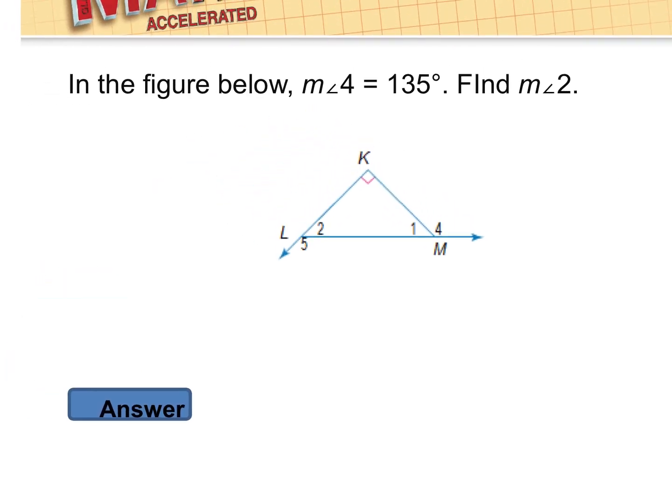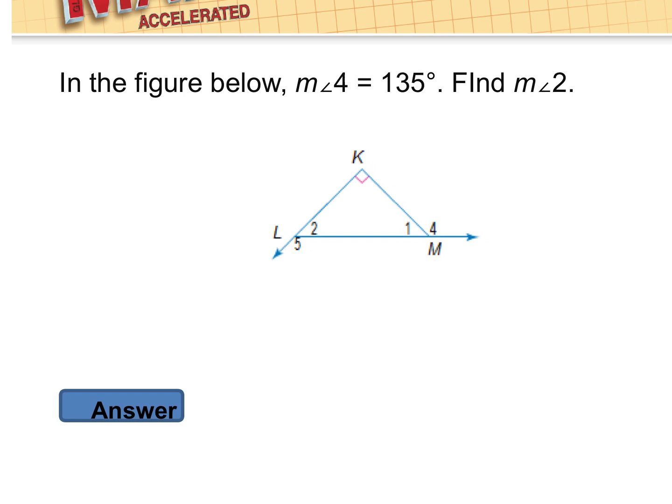Let's start it together. So here it says, in the figure below, the measure of angle 4 is 135 degrees. So let's label it. 135. It wants you to find angle 2. I'm going to challenge you. Try it first. So remember those vocab terms. Those will not go away. Use those to help you.